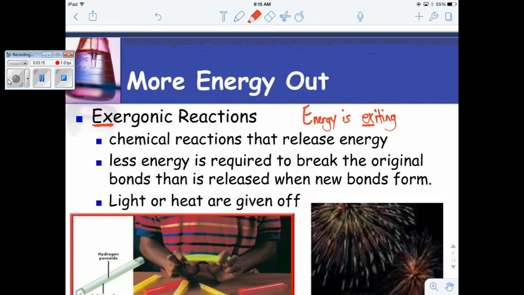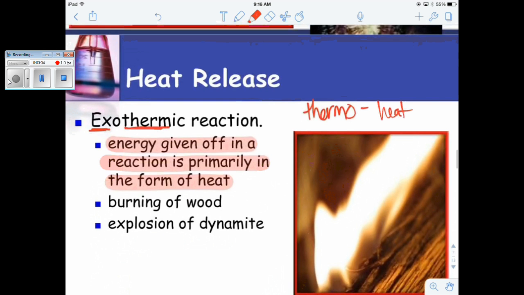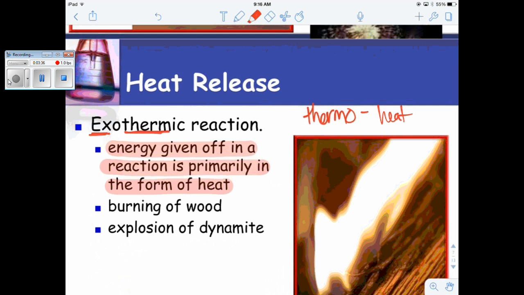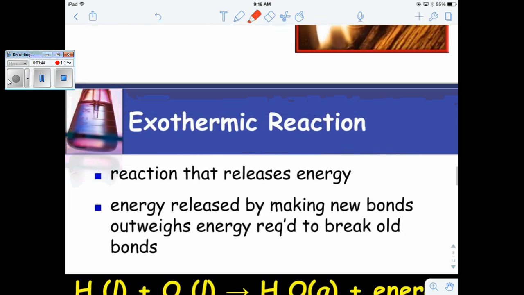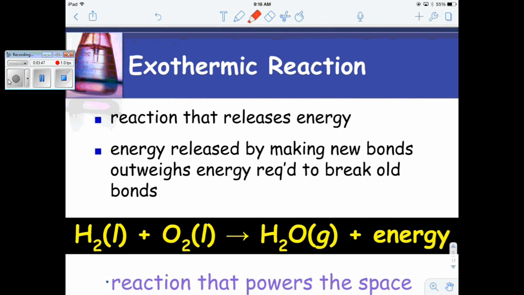All exothermic reactions are a type of exergonic reaction, but you can have exergonic reactions that are not exothermic, because energy is given off in some other way. Sound is being produced or light is being produced. It doesn't have to be heat in an exergonic reaction, but in an exothermic reaction, it is heat. It's specific to heat. That's the burning of wood, dynamite exploding, etc. Those are exothermic reactions, and they release energy to the surrounding environment.